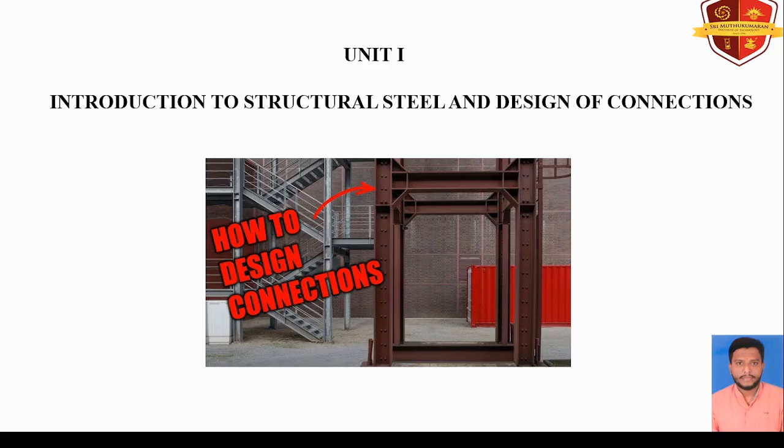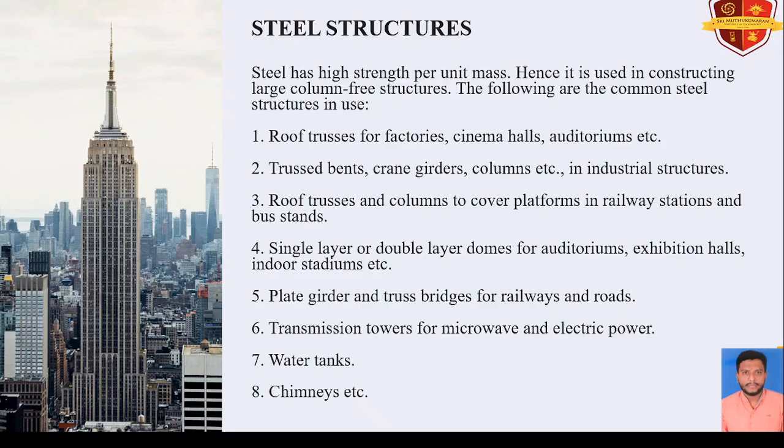Unit 1. Introduction to structural steel and design of connections. Steel structures. Steel has high strength per unit mass. Where can it be used? It is used as roof trusses for factories, cinema halls, auditorium, trussed bent crane girders, roof trusses, plate girder, truss bridges for railways and roads, transmission tower for microwave and electric power, water tanks and chimneys.